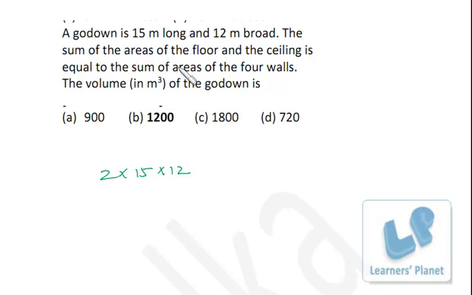Okay, now the sum of areas of floor and the ceiling is equal to the sum of areas of the four walls. Areas of the four walls, see, two walls will be having, you can just visualize it, length and height, and two walls will be having breadth and height, right? So it is precisely 2 times length into height plus breadth into height. Okay, I take h as common. So here it is L plus B, that is 15 plus 12, 27. Okay.